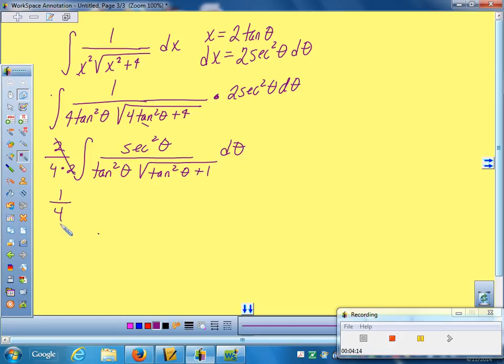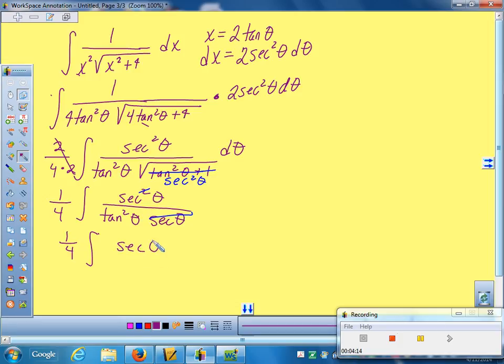So that's a 1/4. Now, what do you know about tangent squared plus 1? It turns into secant squared. Tangent squared plus 1 is secant squared in that square root, which turns into secant. So when I take it out of the square root, it is just secant. And you cancel, and then you get that one identity we just had. So you still have a secant on top, you have a tangent squared on bottom.